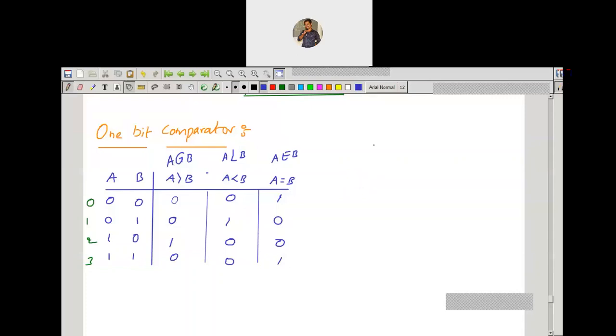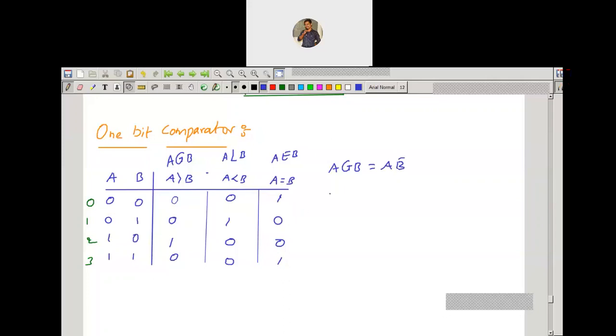So let me write for the first possibility, A greater than B. In this case, the output is logic 1 when A value is 1 and B value is 0. So the expression will be A B bar.